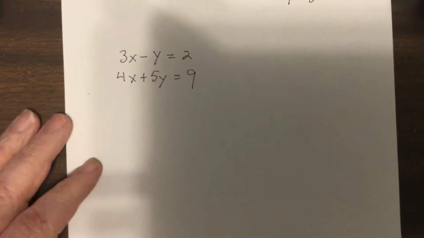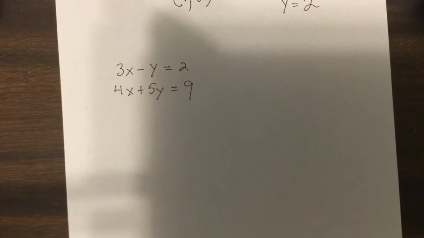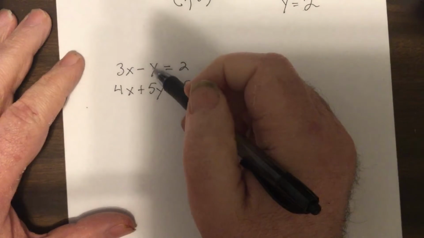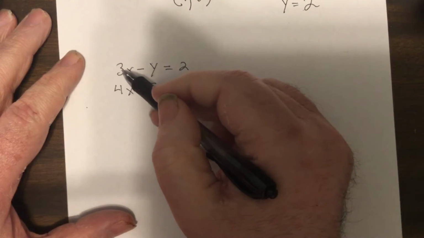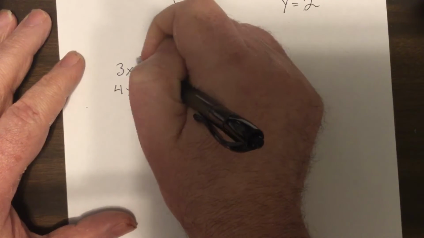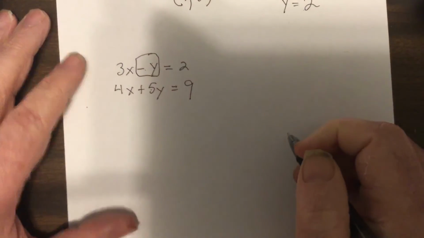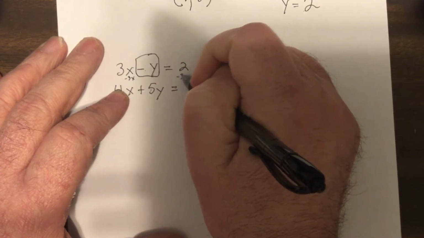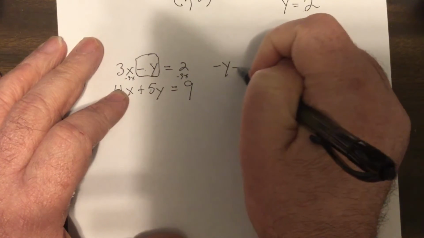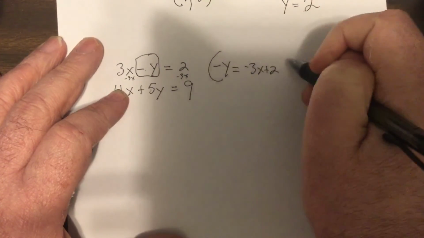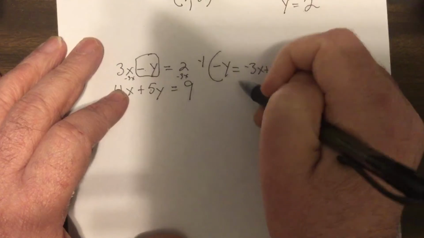So let's look at another problem. I want to do substitution because that's all we've seen so far. So I'm going to solve for one variable that has a 1 or negative 1 in front of it. Well, this has 3, this has 4, this has 5, this has negative 1. So this is the one I'm going to solve for. So I'm going to subtract 3x, get the y by itself, so minus y equals negative 3x plus 2. Then I'm going to multiply both sides by negative 1.